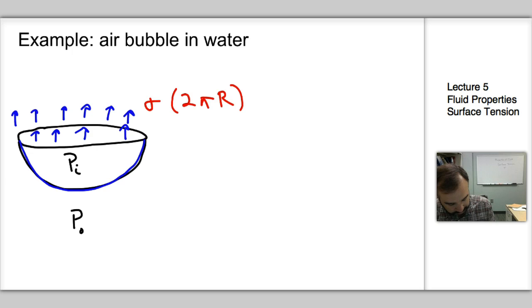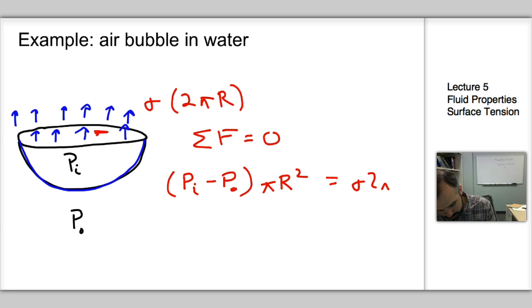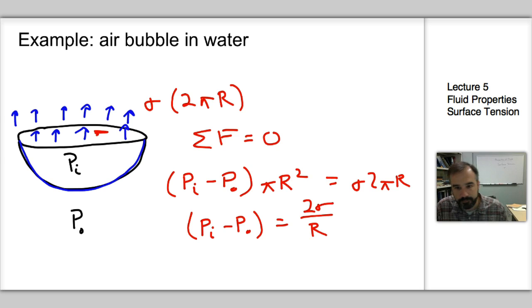And so ultimately for statics, we want the summation of the forces equal to 0. So we put that together. We have Pi minus Po. Again, pressure, which we'll go over in the next video, is force per area. So we need to multiply by the area, which is pi r squared, the area of the surface here. And then it's going to be equal to sigma times 2 pi r. And we can clean that up and get the expression Pi minus Po is equal to 2 sigma over r.